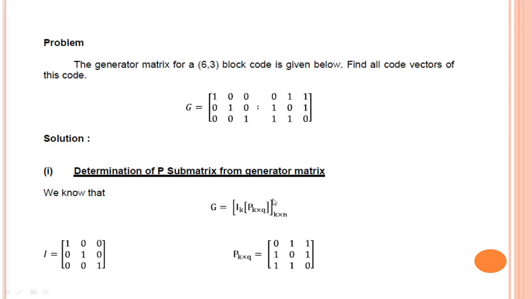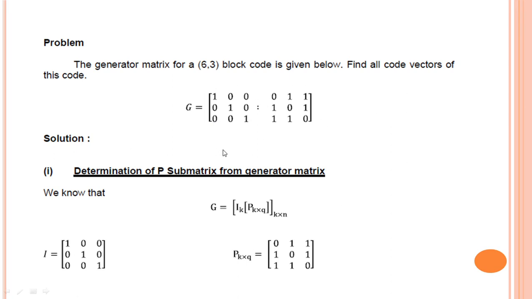Now let us see one problem under the generation of code vectors using a linear block code. The problem is: the generator matrix for a (6,3) block code is given below. Find all the code vectors of this code. Here the (6,3) block code represents 6 as the number of code word bits we are going to transmit, and 3 represents the message bits. So from the generator matrix, we are going to generate all the code vectors.